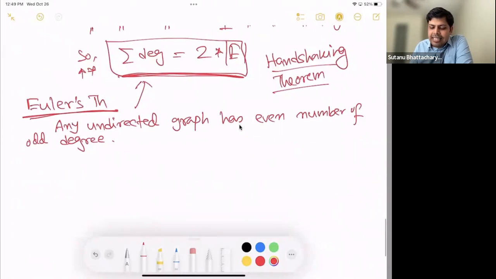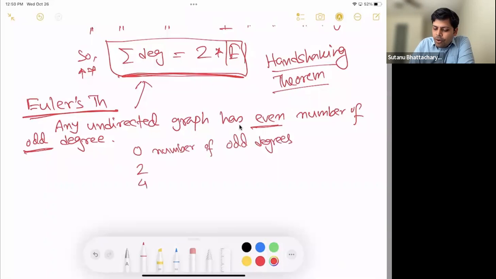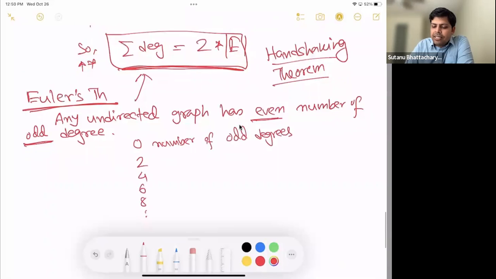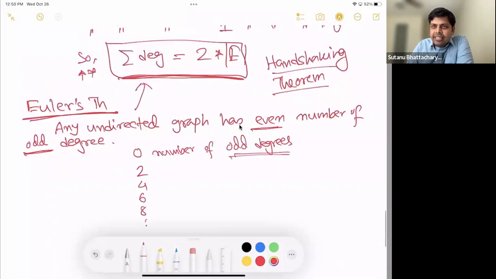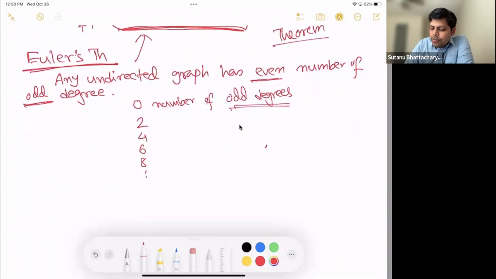So Euler's theorem is saying that any undirected graph has an even number of odd degrees. That means you will have 0 odd degrees, or 2 or 4 or 6 or 8 and so on. Odd degree means a vertex with degree 3 or 1 or something. Suppose this is one vertex with degree 3, which is odd. It is saying that the number of such vertices should be even; it cannot be odd. What do you think? Is it true or false?